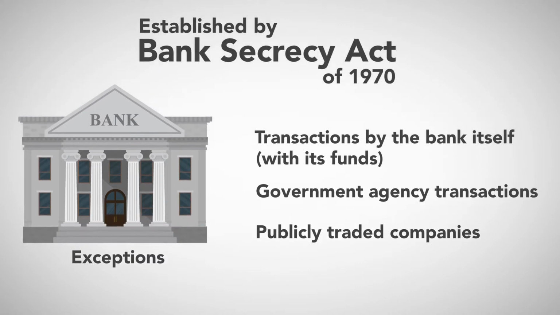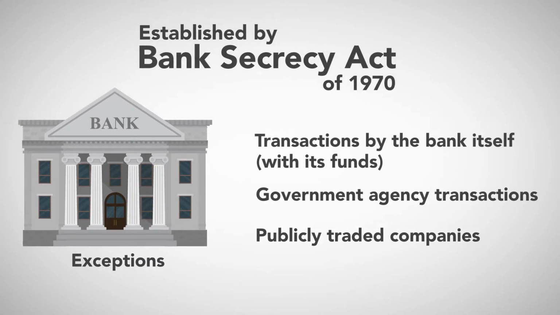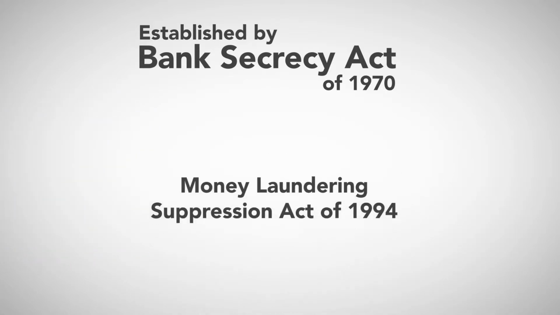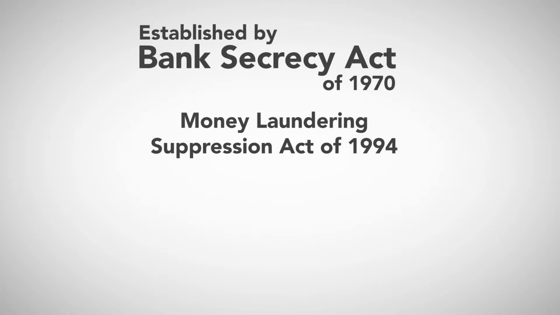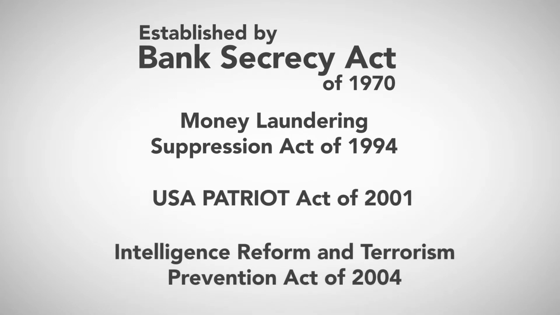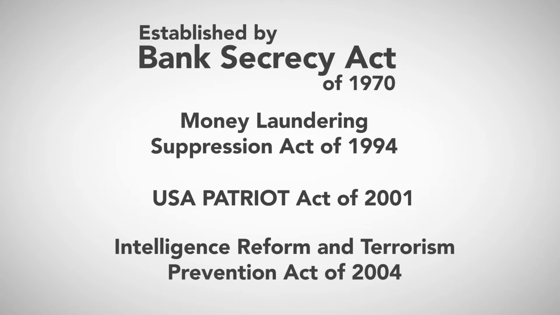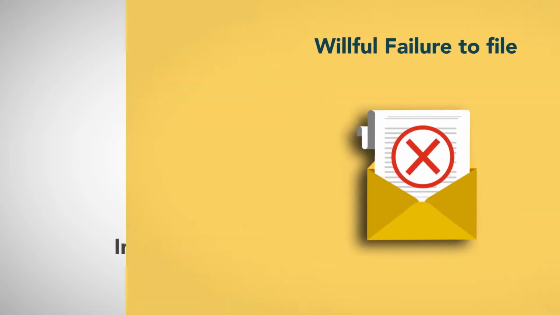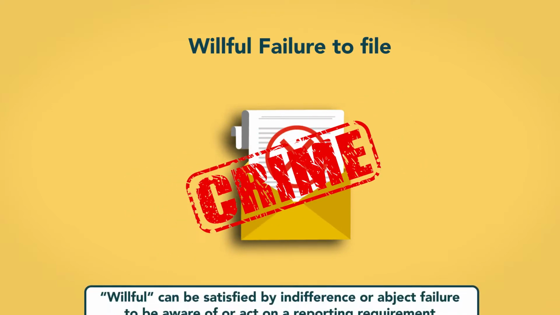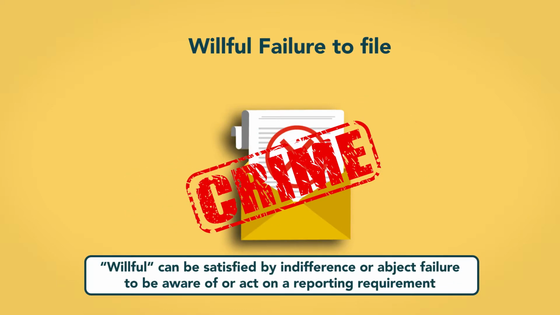were originally established by the Bank Secrecy Act of 1970 and supplemented several times, including by the Money Laundering Suppression Act of 1994, the USA Patriot Act of 2001, and the Intelligence Reform and Terrorism Prevention Act of 2004. Willful failure to file the required reports is a felony. Moreover, willful can be satisfied by indifference or abject failure to be aware of or act on a reporting requirement.